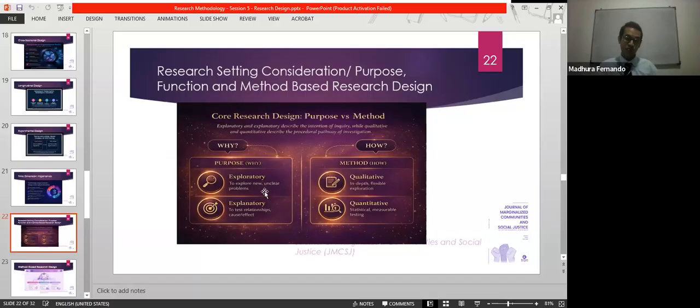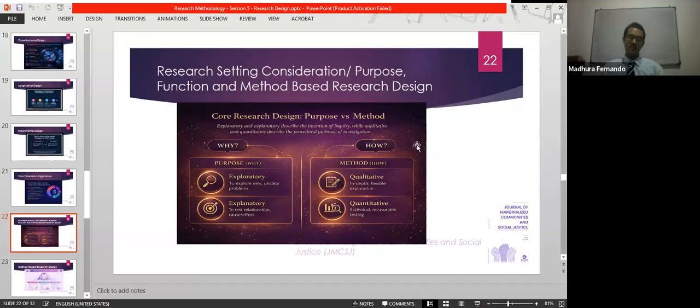And in the second case, you want to explain something clearly. You want to test relationships, right? You want to test cause and effect. That is, your purpose is to explain. So under the purpose based research designs, this explanatory research design comes. And the second type is how you are going to do the research, not why. Yeah, how you are going to do the research.